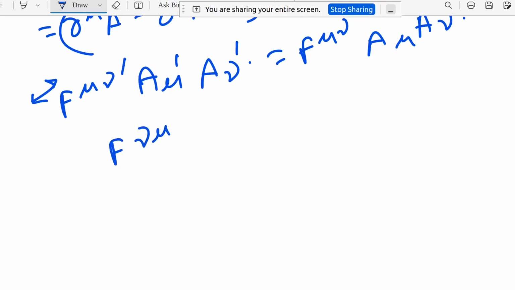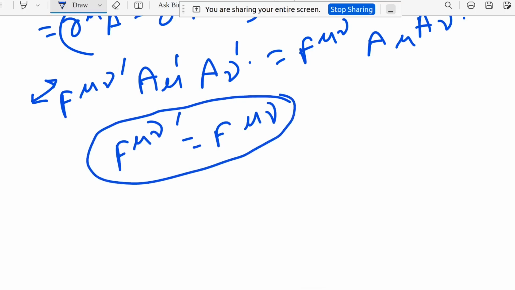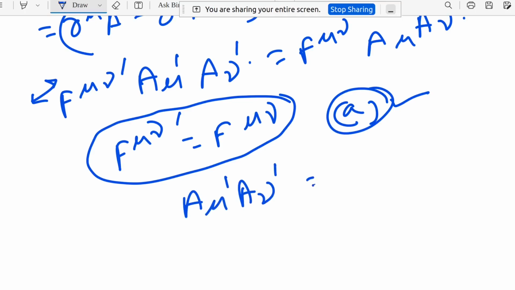Just now we have calculated F_μν prime equals F_μν, right? By the expression of option number A. So as we have already calculated F_μν prime equals F_μν, we don't need to calculate this one again. If F_μν prime A_μ prime A_ν prime is equal to F_μν A_μ A_ν, then only we can tell that as a whole this term is invariant under gauge transformation.